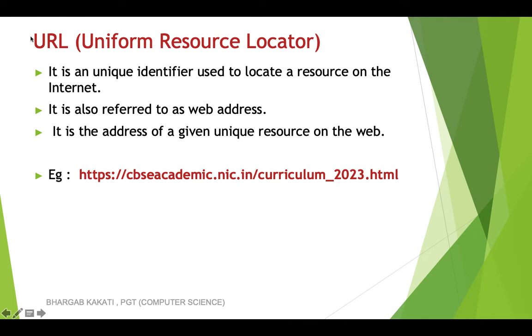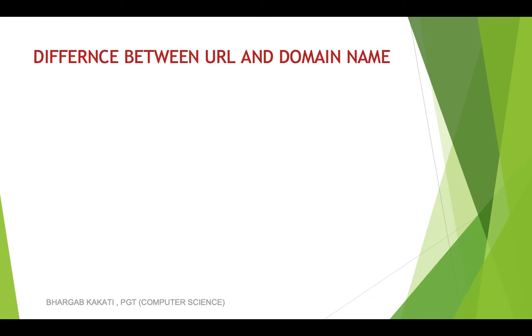So for example, if I consider cbseacademic.nic.in, cbseacademic.nic.in is the domain name. But if within cbseacademic.nic.in, I access a particular resource, in this example curriculum_2023.html, this is known as the URL. URL is the complete name of a particular resource. Okay, so there is a difference between URL and domain name. It's very important from examination point of view.